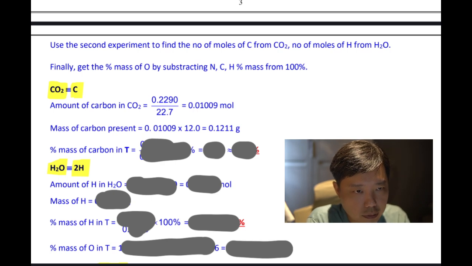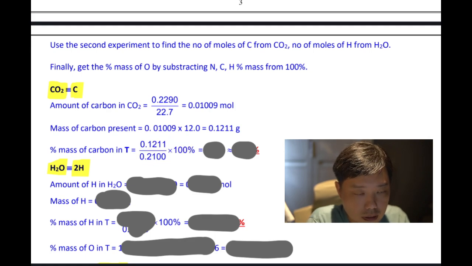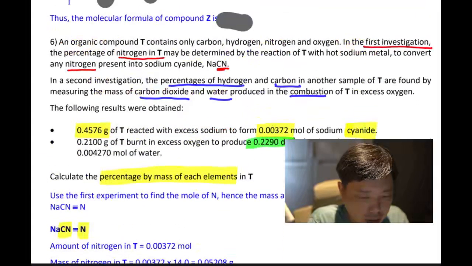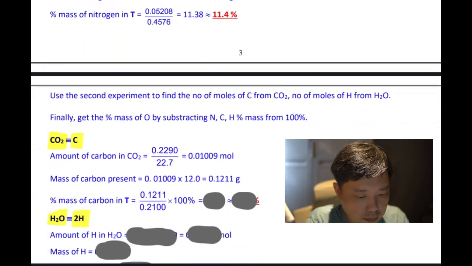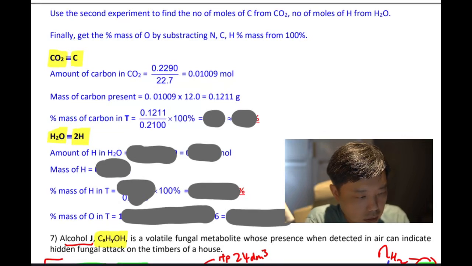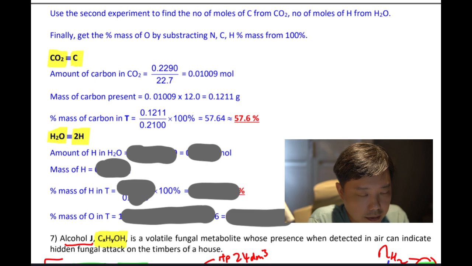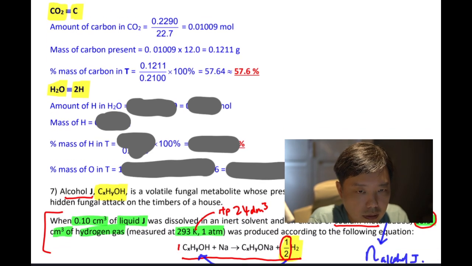Alright, so this actual mass, go and divide by the initial mass of the sample for the second investigation, right? The second investigation is actually 0.21 grams. So you got about 57.6%. This is the percentage of carbon in the second sample.